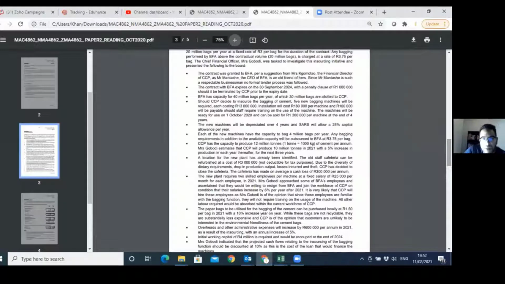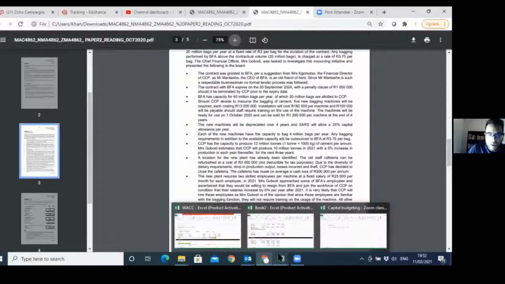Now I'm going to read again. I'm going to start off with bullet point number 2. Okay. So they say the contract with BFA expires on 30th September 2024 with a penalty clause of 1 million rand should it be terminated by CCP prior to the expiry date.